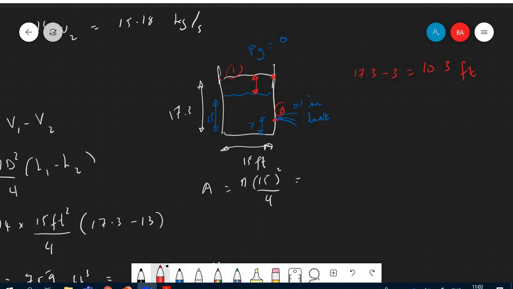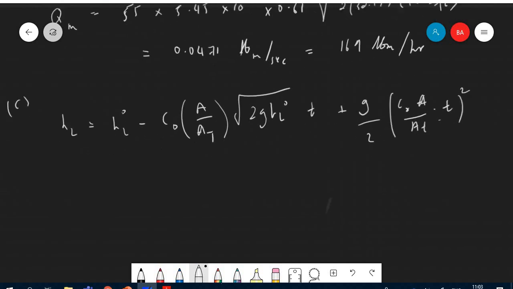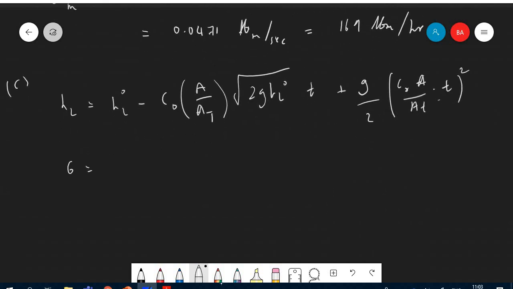And the second one, I would consider this as HL naught, and HL was 13 feet minus 7, which is equal to 6 feet. So that is HL naught and HL. All I need to do now is the substitution here. 6 is equal to 10.3 minus 0.61 into 5.45 into 10 to the power minus 5 feet square over the area of the tank, which is AT.